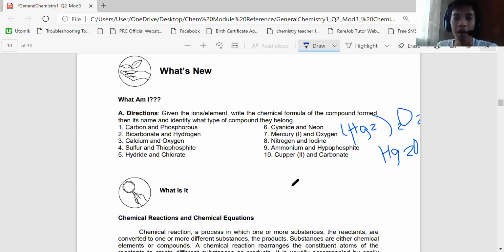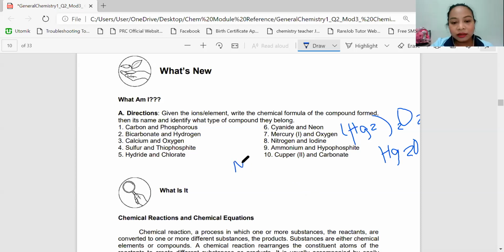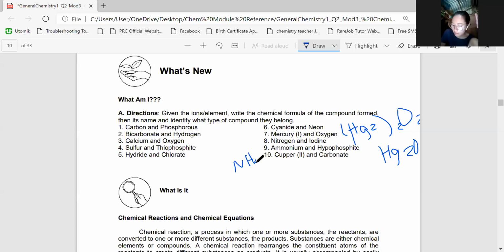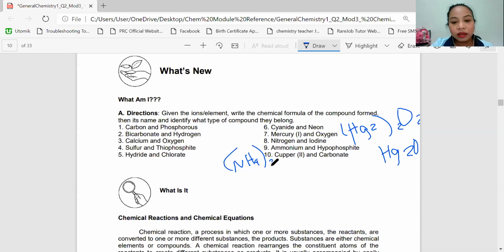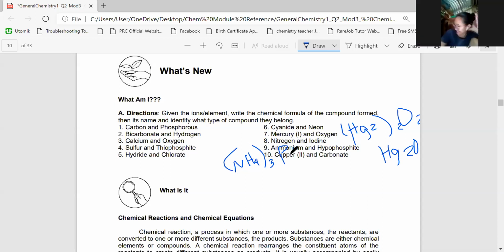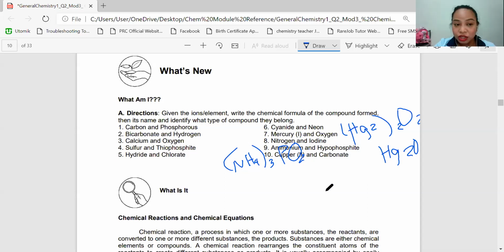It should be NH4, enclosed. The hypophosphite is enclosed, 3 enclosed 3. Hypophosphite, PO2. That is ammonium hypophosphite, which is a salt, a ternary salt.